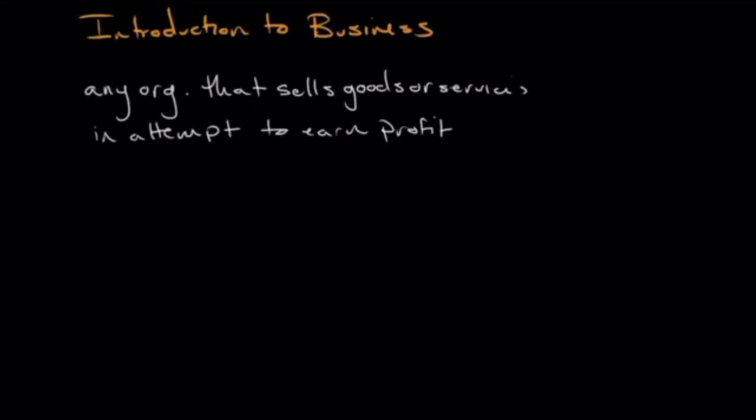So you'll notice that by definition, this encompasses a wide array of organizations, but also precludes some others. So first, let's look at some of the delineating factors here. The first thing we're going to look at is this concept of a good or a service. In order to be a business by definition, the organization has to be able to sell something, so offer for sale a good or a service.